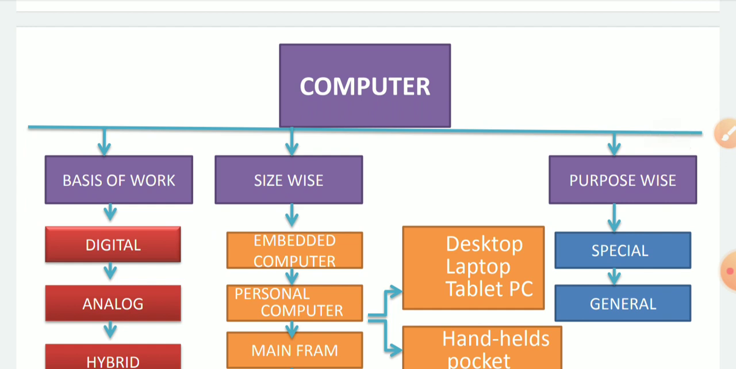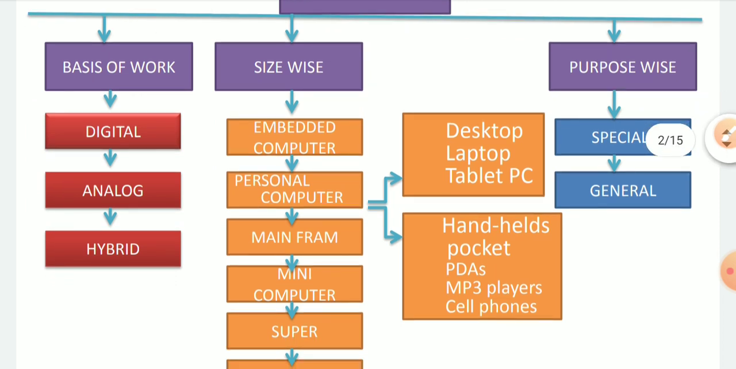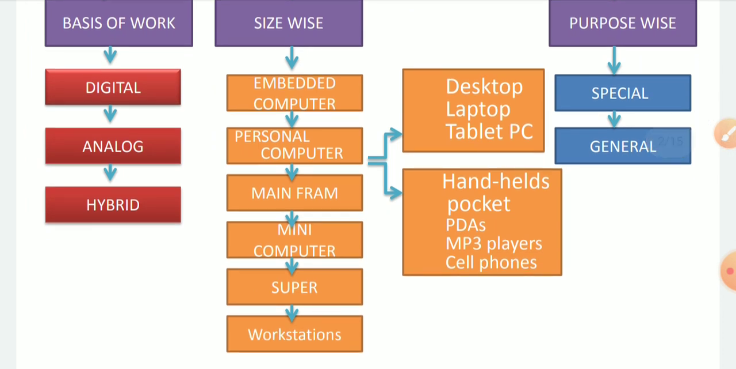The types are basis of work, size wise, purpose wise. On the basis of work, digital, analog, and hybrid computers are included. Now, size wise: embedded computer, personal computer, mainframe computer, mini computer, super computer, and workstations.